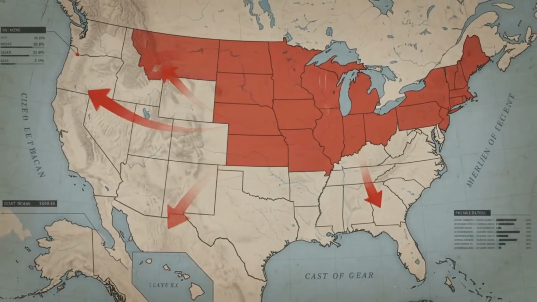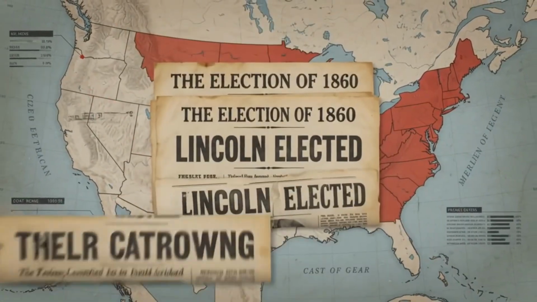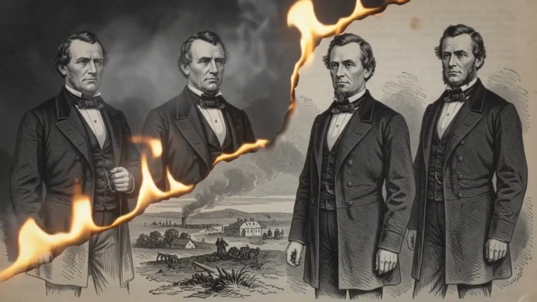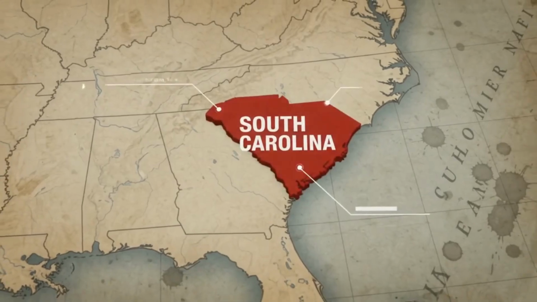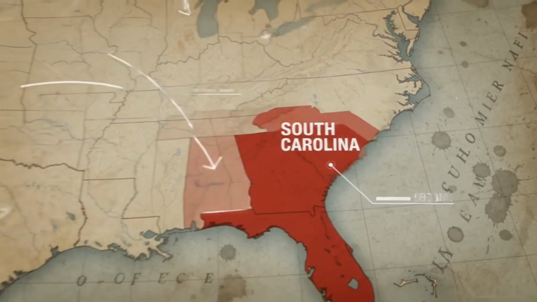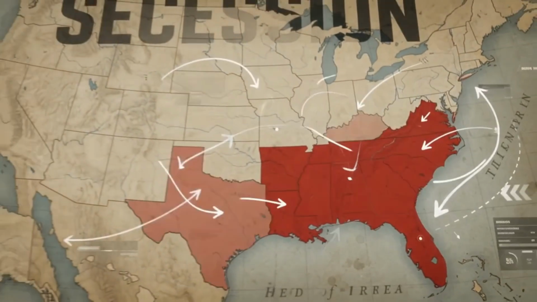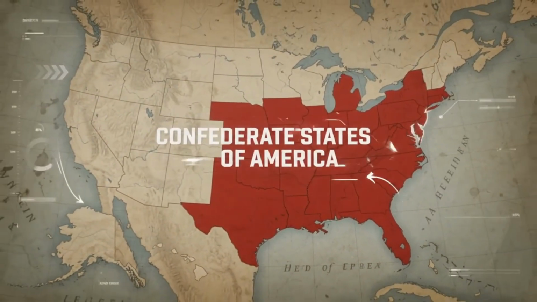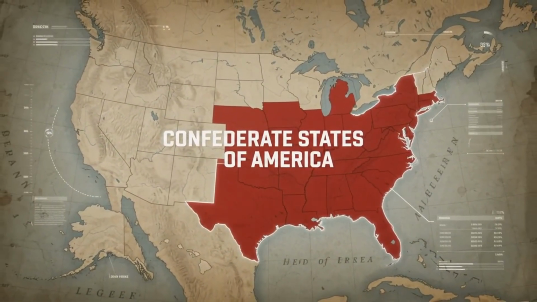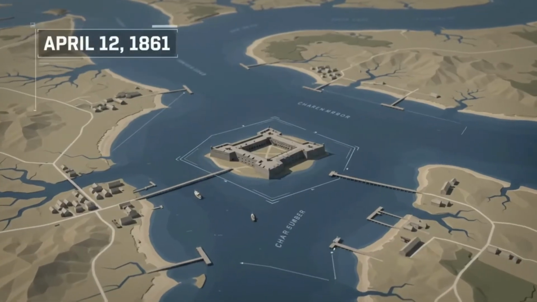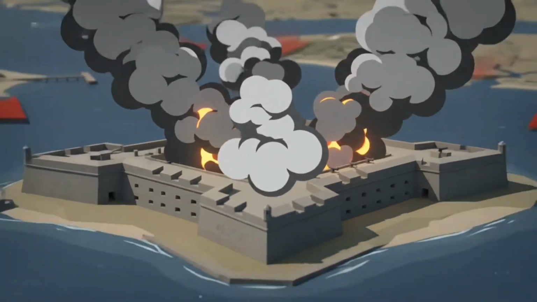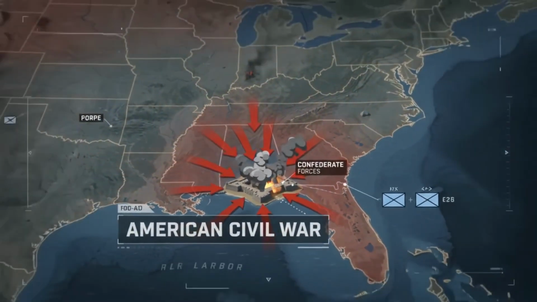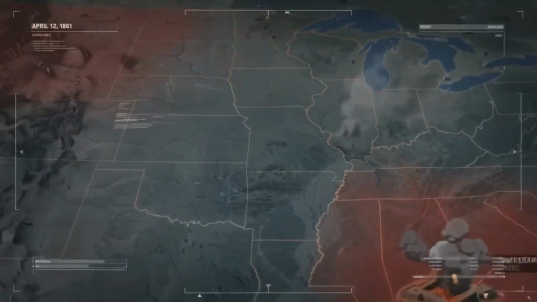Abraham Lincoln's election in 1860 shocked Southern leaders, who feared his presidency threatened the future of slavery. Beginning with South Carolina, 11 Southern states left the Union and formed the Confederate States of America. On April 12, 1861, Confederate forces fired on Fort Sumter. The American Civil War had officially begun.